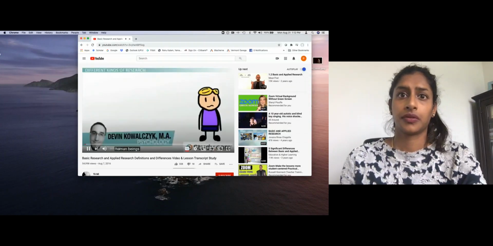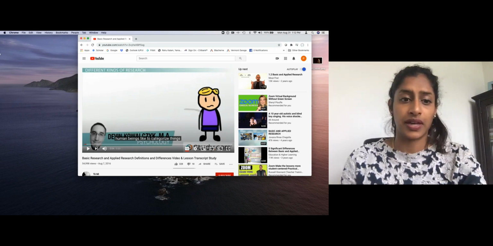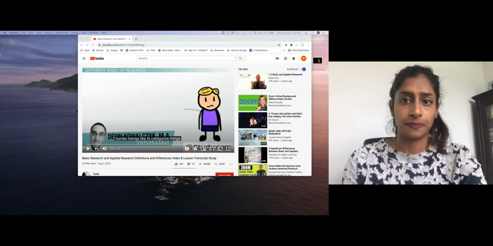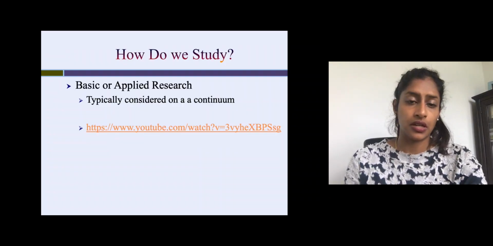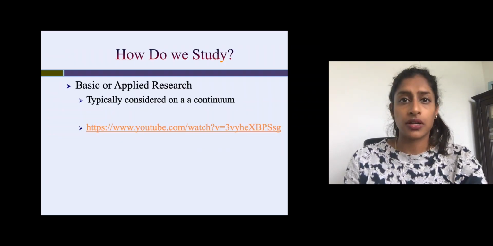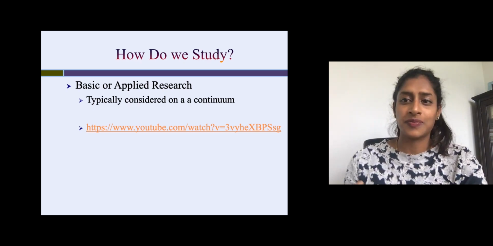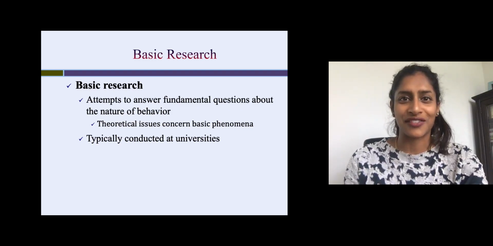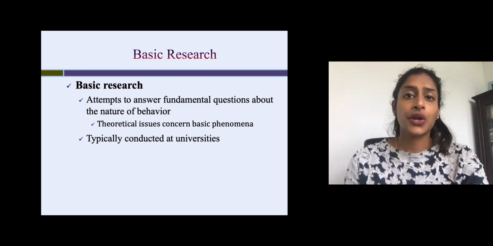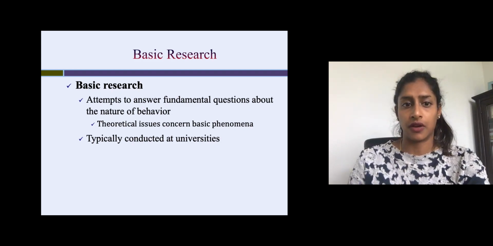Human beings like to categorize. So let's go ahead and revisit this a little bit in our PowerPoint notes for this chapter. Now, your textbook goes into much greater detail regarding this, but I at least wanted to introduce the topic to you so that you can hear it multiple times, or at least experience a topic a few times. So going back, basic research attempts to answer fundamental questions about the nature of behavior.